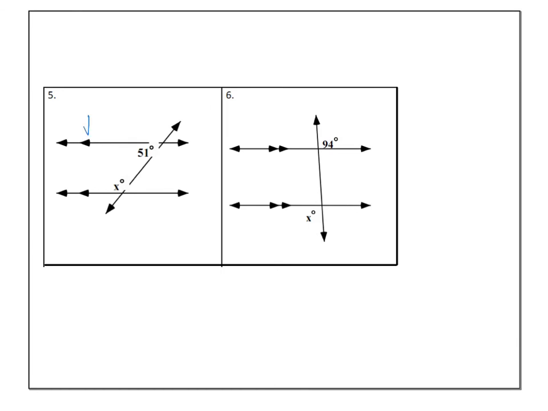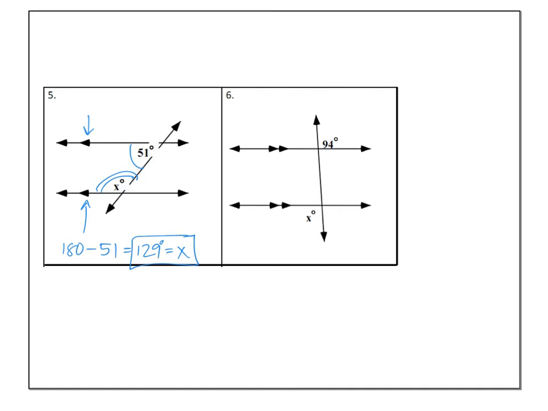On number 5, I see the extra set of arrows, which means the lines are parallel. And then I see these two angles right here. And I notice they are consecutive interiors. And I know something about consecutive interiors. If you look back to the previous slide, consecutive interiors are supplementary. So if I do 180 minus 51, I should get my answer, which is 129. So x equals 129 degrees.